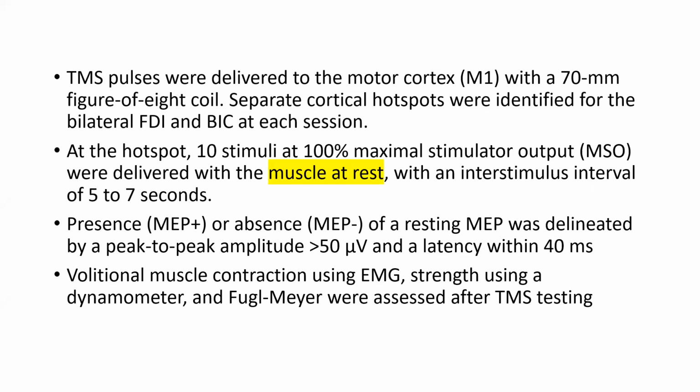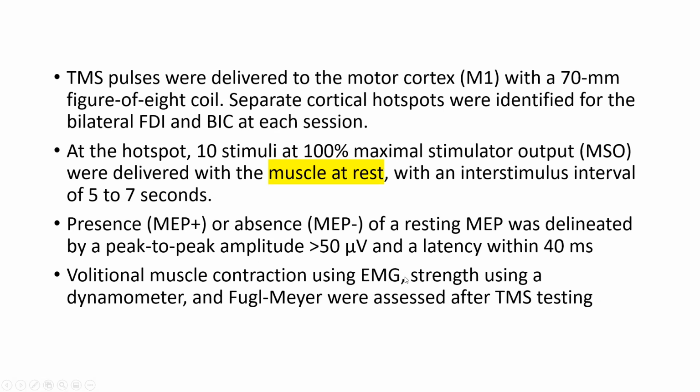TMS pulses were delivered with a 70 millimeter figure-of-8 coil over the motor cortex M1, and they found separate cortical hotspots for first dorsal interosseous and biceps. Hotspot is where you get the best response for an MEP in the rest circumstance. They studied muscles at rest, and the presence of an MEP or the absence of an MEP, MEP minus, of a resting MEP was delineated by a peak-to-peak amplitude greater than 50 microvolts and a latency within 40 milliseconds.